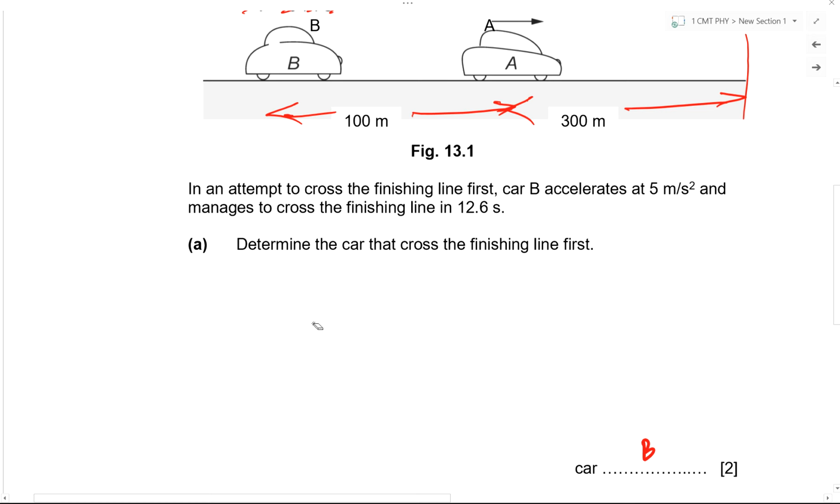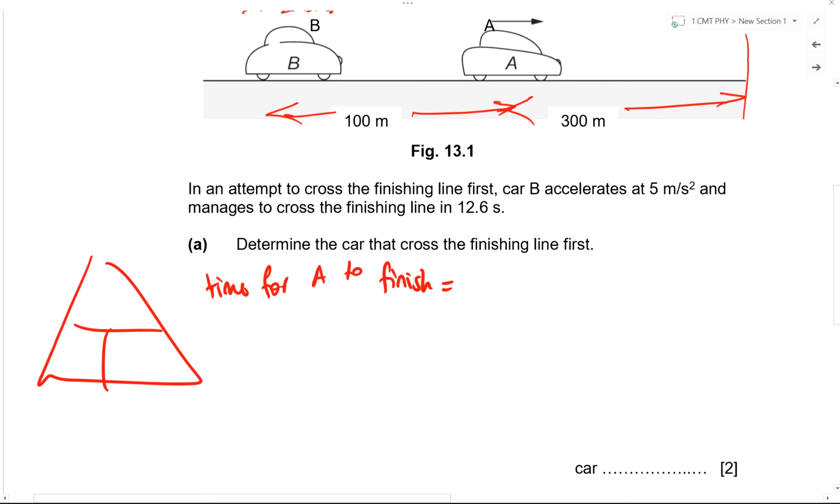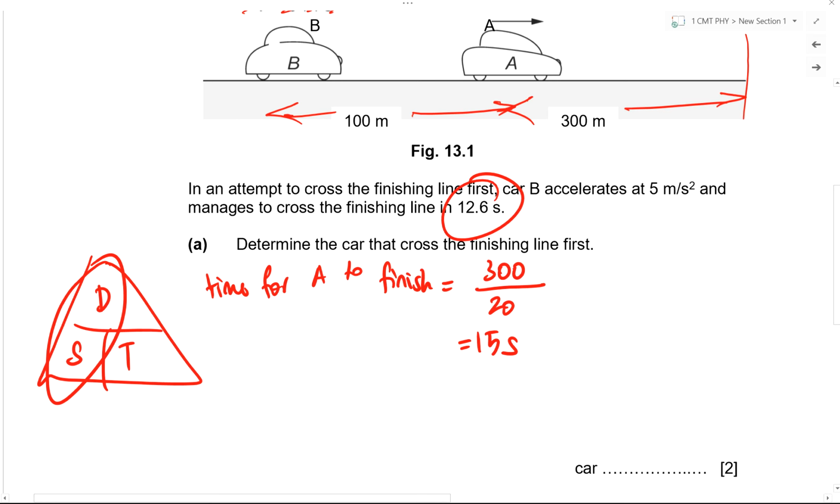You need to write down what you are calculating. Time for A to finish equals to, so our pyramid, what we learned in primary school still applies. Distance, speed, and time. If I want the time, I take distance divided by speed. A needs to travel 300 meters divided by the speed of 20 meters per second. So we arrive at 15 seconds. So car A still required 15 seconds to finish, whereas car B only required 12.6 seconds. So the car that crossed the finishing line first is actually B. At some point, it actually overtook.